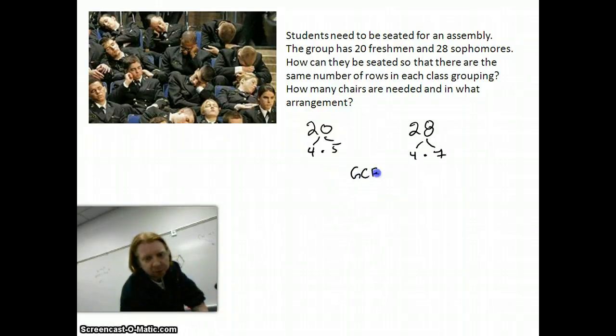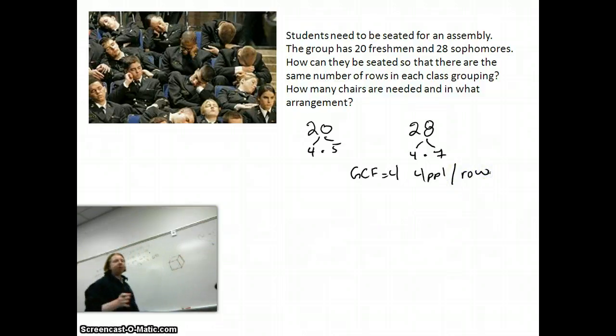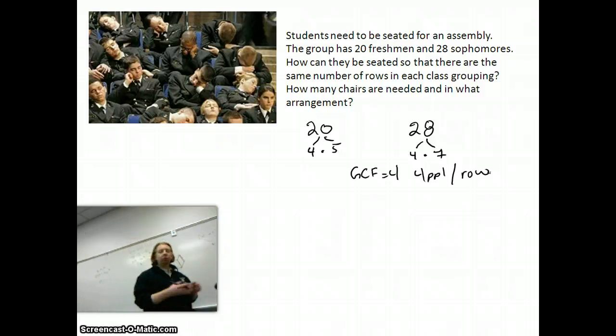So my GCF must be 4, which means I'm going to be working with 4 people per row in order to be sure that in every row there's the same number of seats. How'd you get 4? Because there's 4 in both. Right. It's the greatest common factor between the two values.